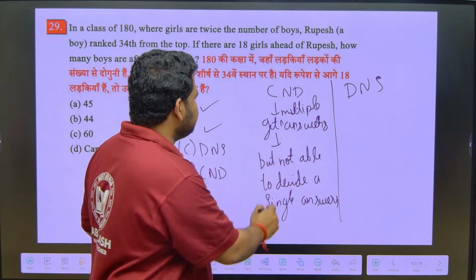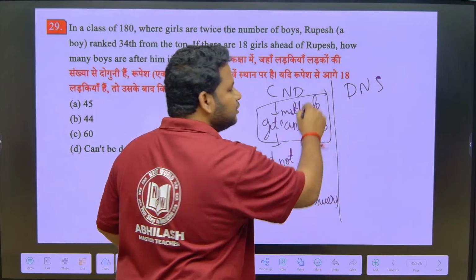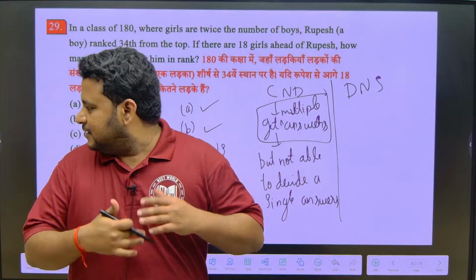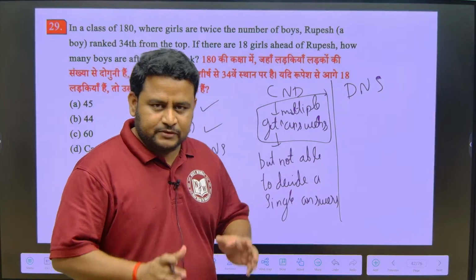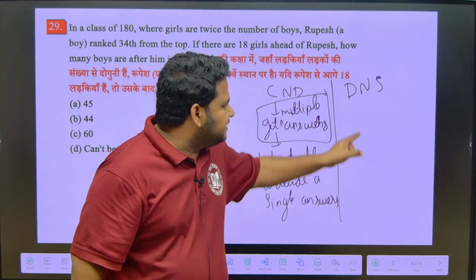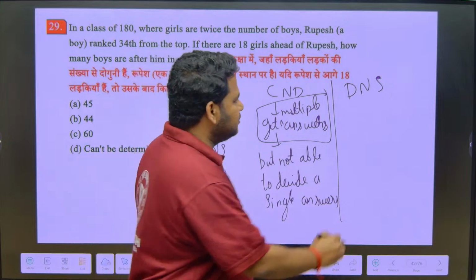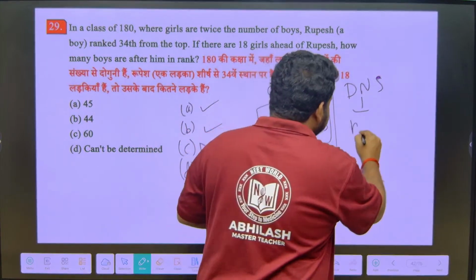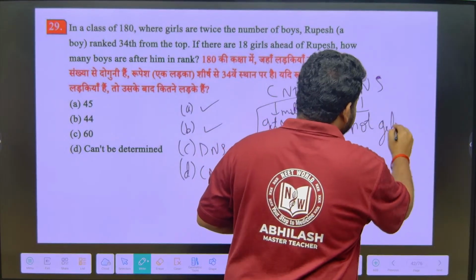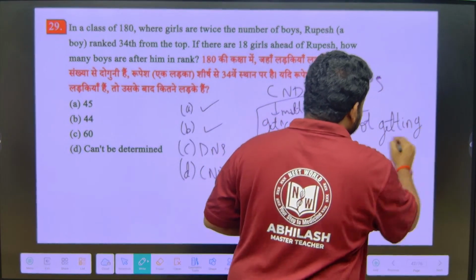That means you are getting the answer, but not able to decide among the answers. That is the meaning of cannot be determined. You are getting the answer, but not able to decide. Data not sufficient. The word itself says. Whatever the info here, what you are getting, you are not getting the answer. Most importantly, you are not getting the answer.